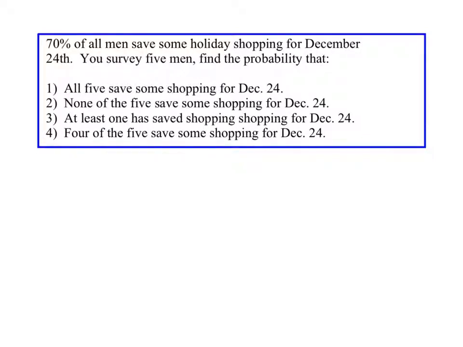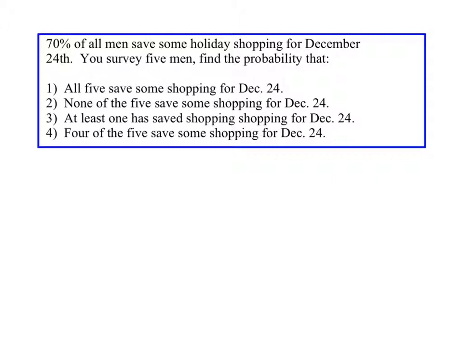In this video, we're going to start edging towards talking about what are called binomial random variables, as well as just doing a final review on combining random variables. So, 70% of all men save some holiday shopping for December 24th. You survey 5 men. Find the probability that all 5, okay?